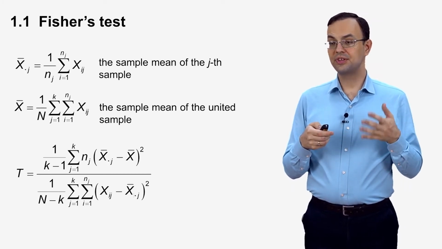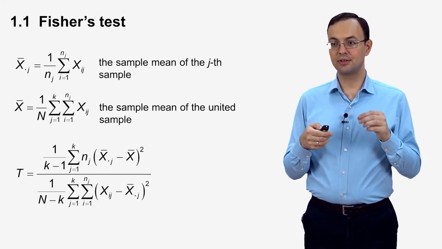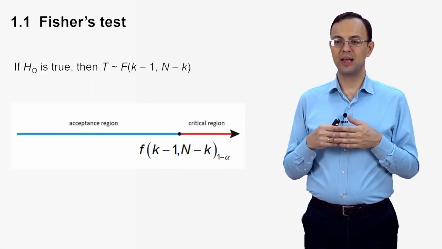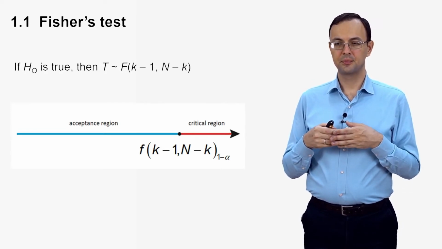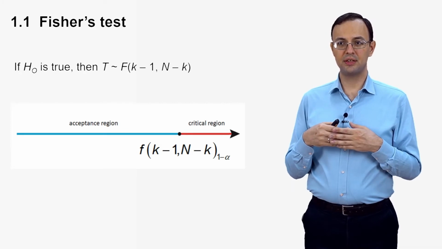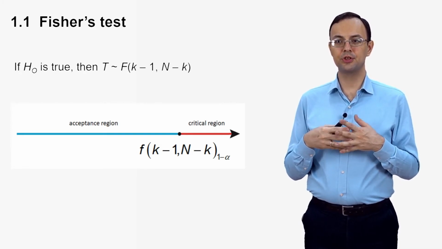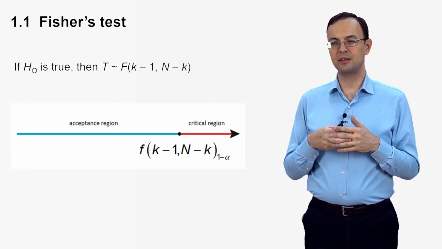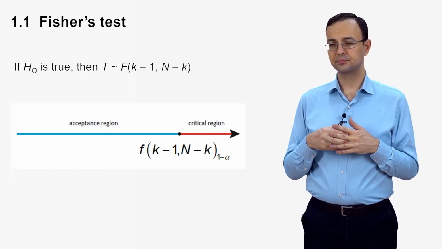And so this means that, as big values of the test statistic are in favor of the alternative hypothesis, we have a right-tailed critical region, and the distribution of the test statistic under the null hypothesis is the Fisher distribution, with k minus 1 and n minus k degrees of freedom.